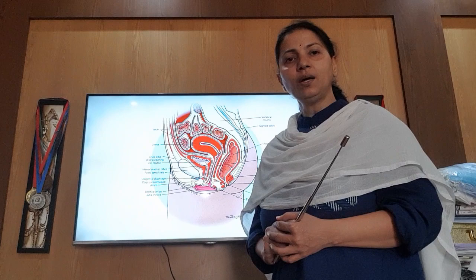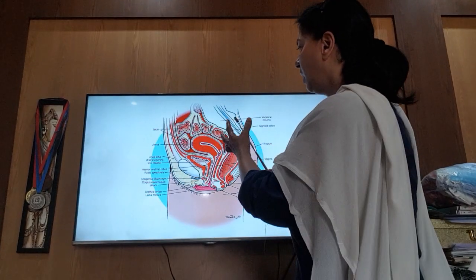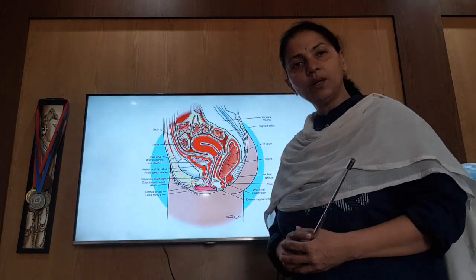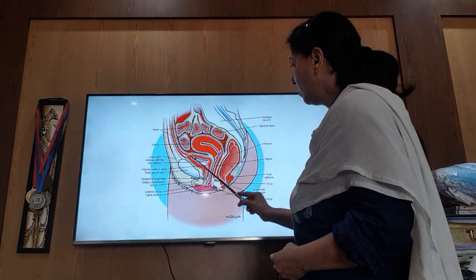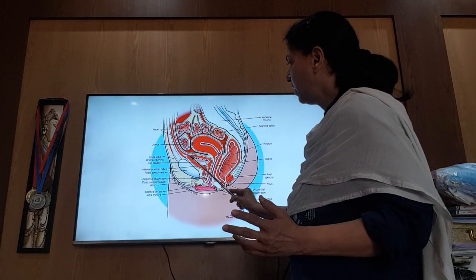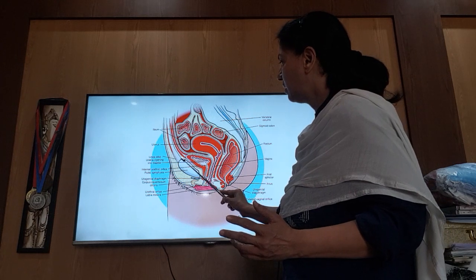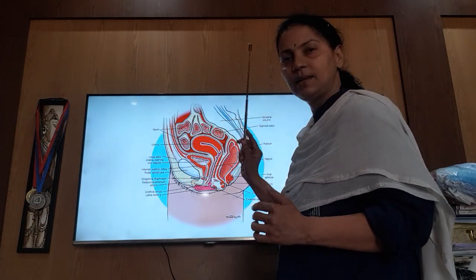Now we talk about the ligaments, how this is being held there. Now the true ligaments are there, false ligaments are there. True ligaments, see, it's very simple. One has to be right here in the midline anteriorly.